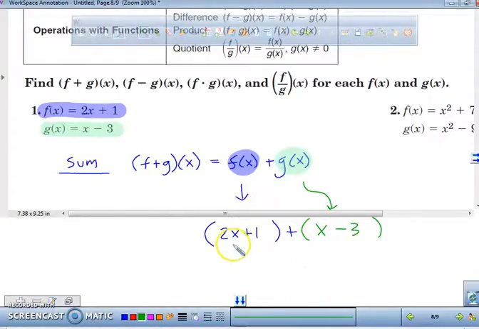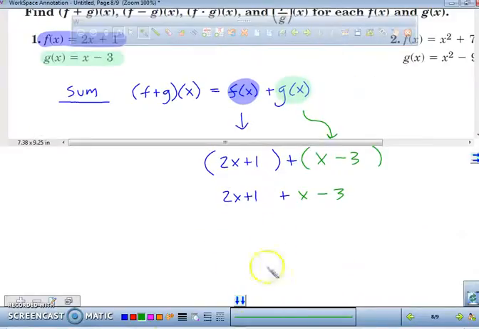Now, it's important to put them in parentheses just to get in the habit of it because parentheses matter. In this one, it really didn't hurt us or help us. But this is simply 2x plus 1, nothing changes. This is simply x minus 3. And when we add 2 x's to another x, that gives us a total of what? 3 x's. And when we take 1 and add a negative 3, that's going to become a negative 2.